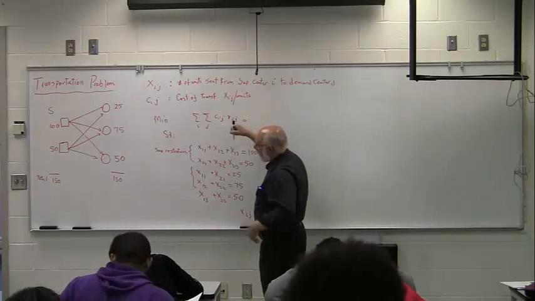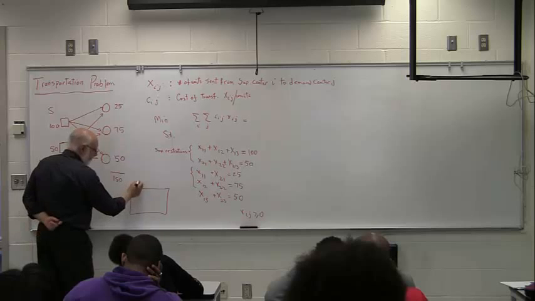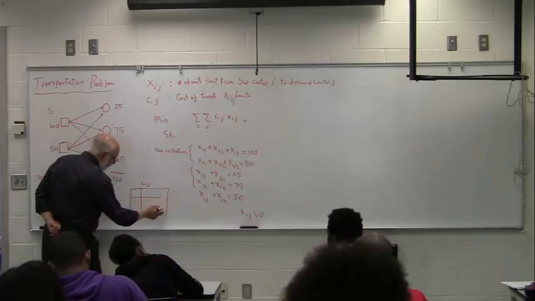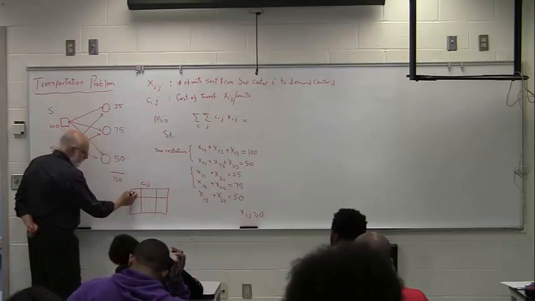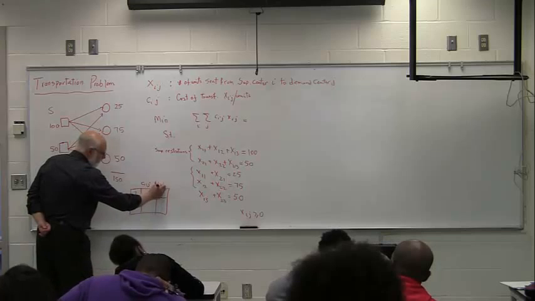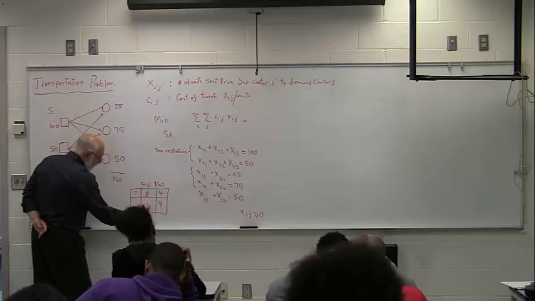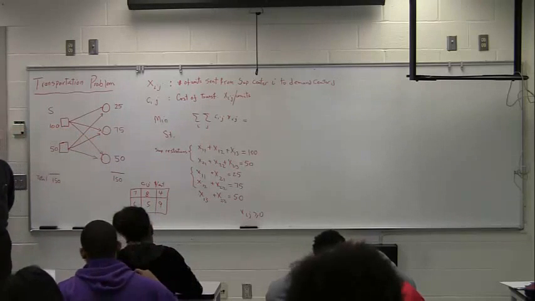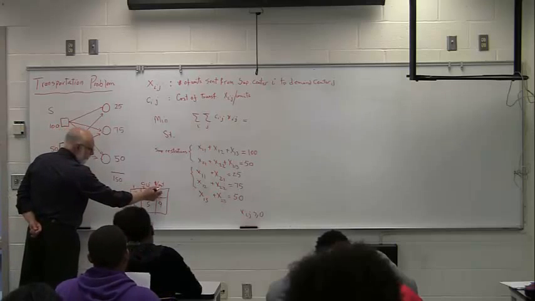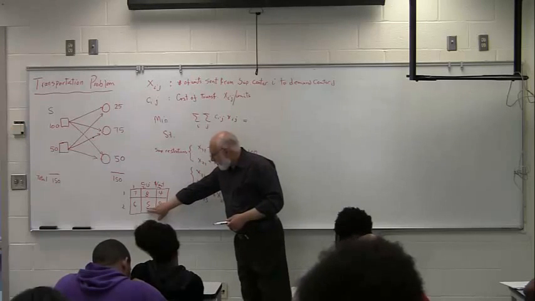So let's write that number for this problem by giving you a little list of CIJs. Let's say $7, these are dollars per unit. $7, $8, $4, $9, $5, and $6. 1, 2, 1, 2, 3. What does 5 mean in here? So it's referring to the cost that it is going this way. So these are what the meanings are.